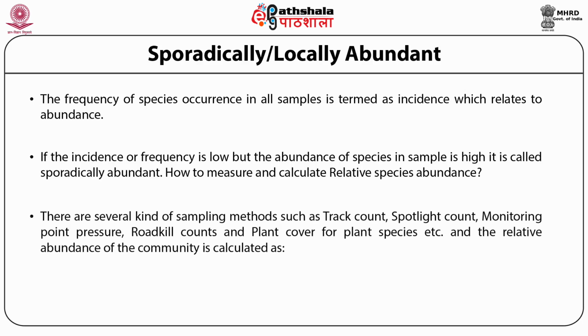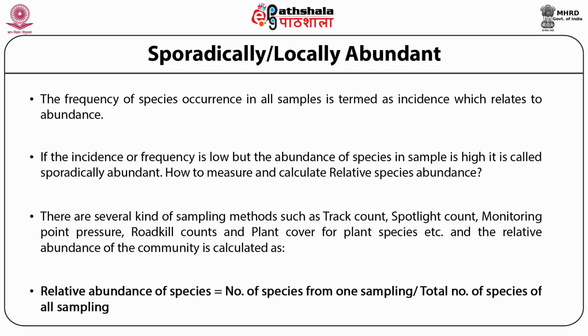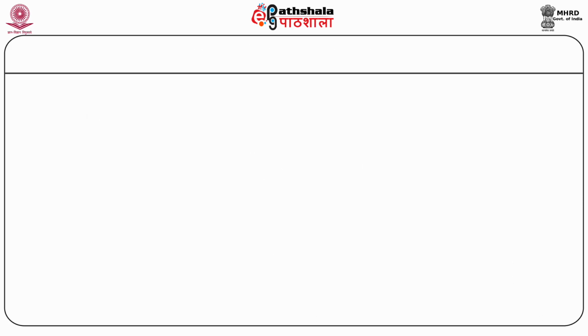There are several kinds of sampling methods such as track count, spotlight count, monitoring point pressure, road kill count, and plant cover for plant species, etc. And the relative abundance of the community is calculated as: relative abundance of a species is equal to the number of individuals of the species from one sampling divided by the total number of individuals of all species in all samplings.